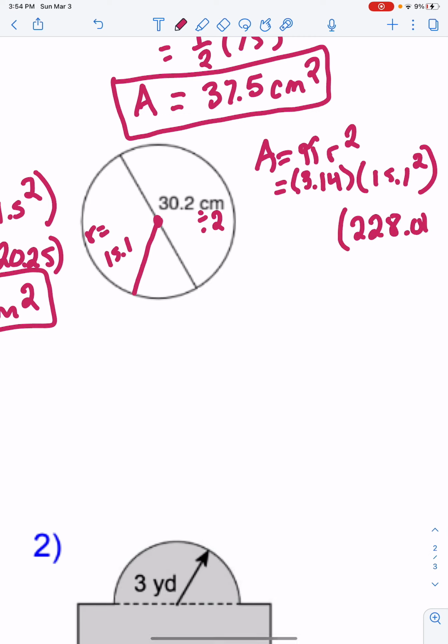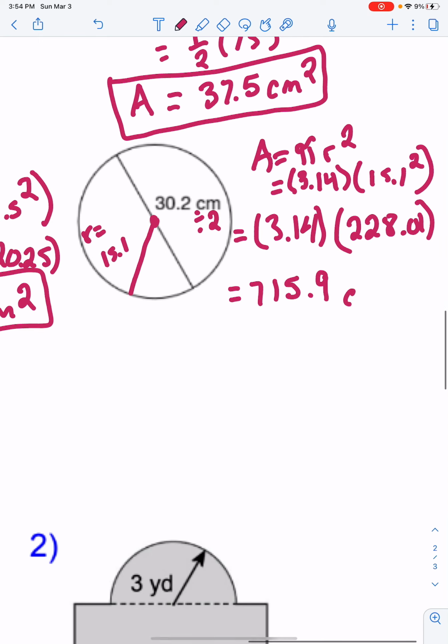228.01. We're going to do that times 3.14. And that gives us 715.9514, but I'm just going to round to the nearest tenth. So 715.9 centimeters squared. That is the area of my circle.